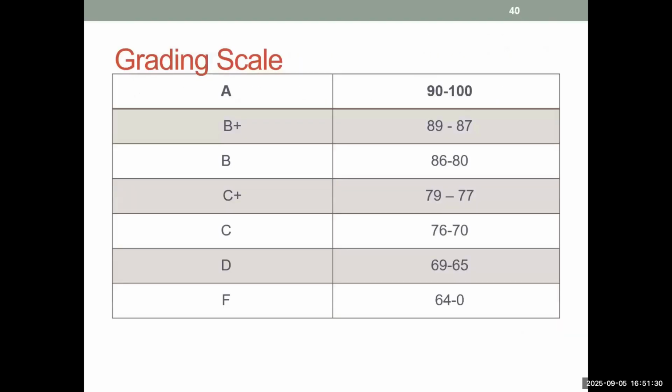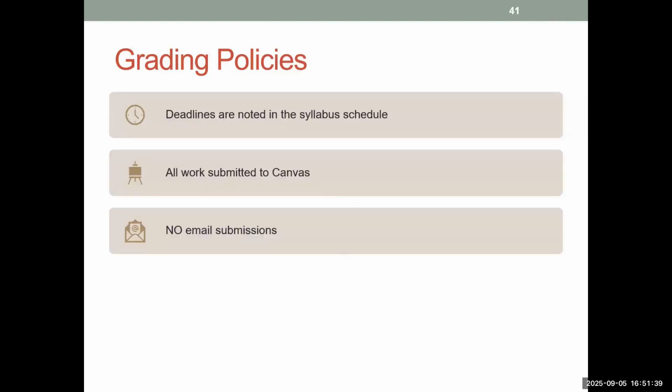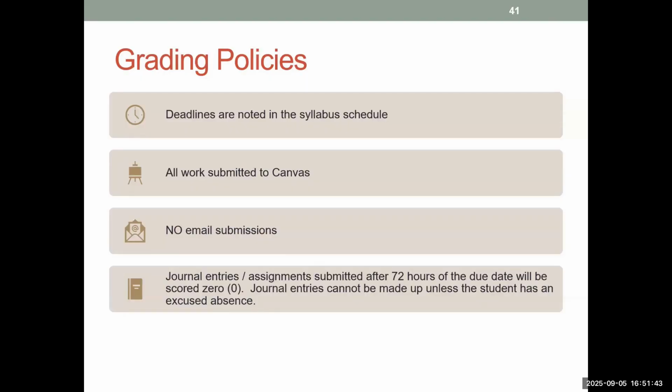Here's a grade scale, which is the same common grade scale that we use at Sky. Grading policies again. Deadlines are noted in the syllabus. All work is submitted in Canvas. No email submissions unless I say so. Again, journal entries submitted after 72 hours will get a 0 and they cannot be made up.